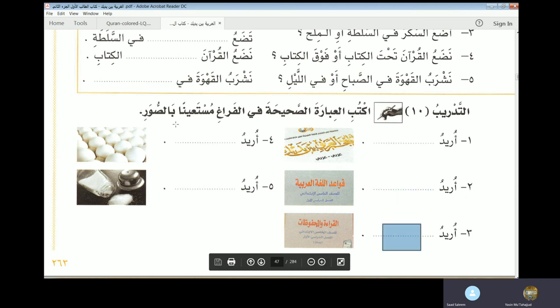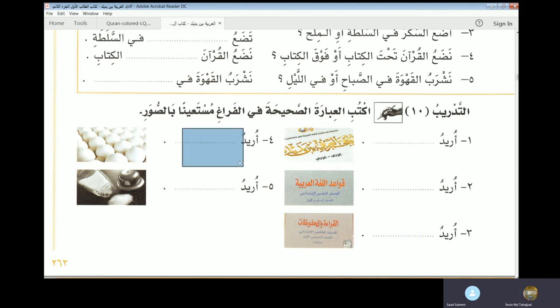And then, okay, uridu kitab al Kirati. Okay. Would it be Kirati Kitabin or Kitabin Kirati? Uridu Kitabal Kirata. Okay, Kirata.